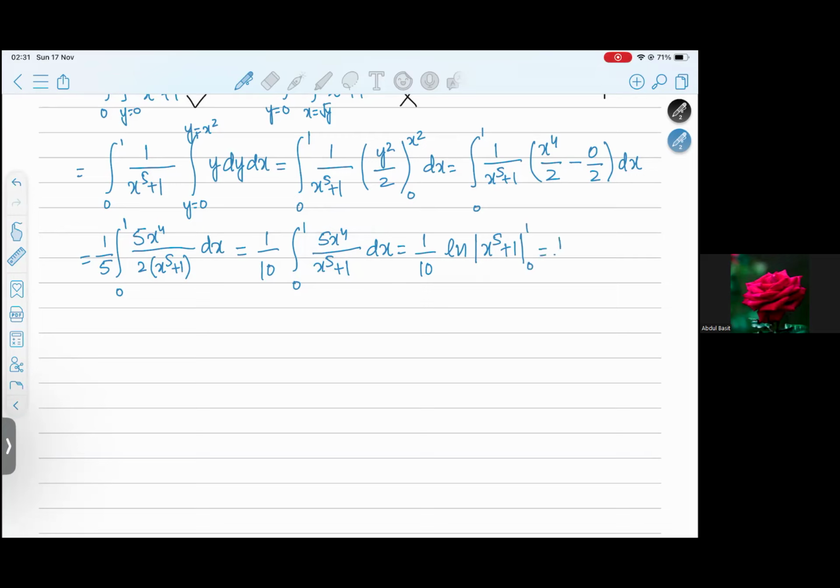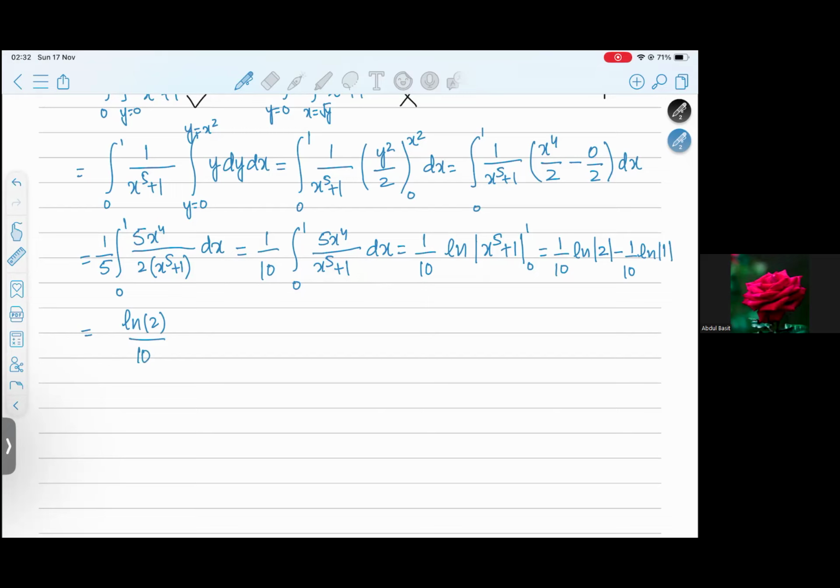Okay, if I plug in x is equal to 1, I get 1 power 5, which is 1, and 1 plus 1 is 2. And if I plug in x is equal to 0, I get 1 over 10 ln of 1, and ln of 1 is 0, so the answer will be ln of absolute 2, or ln of just 2 divided by 10.